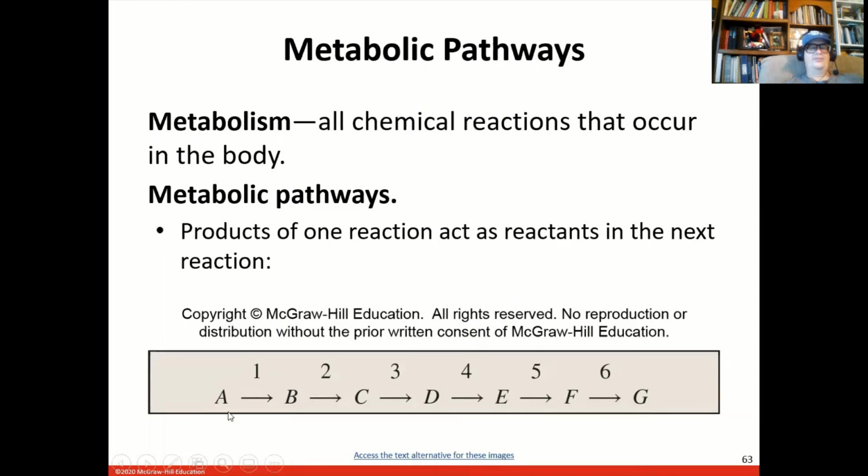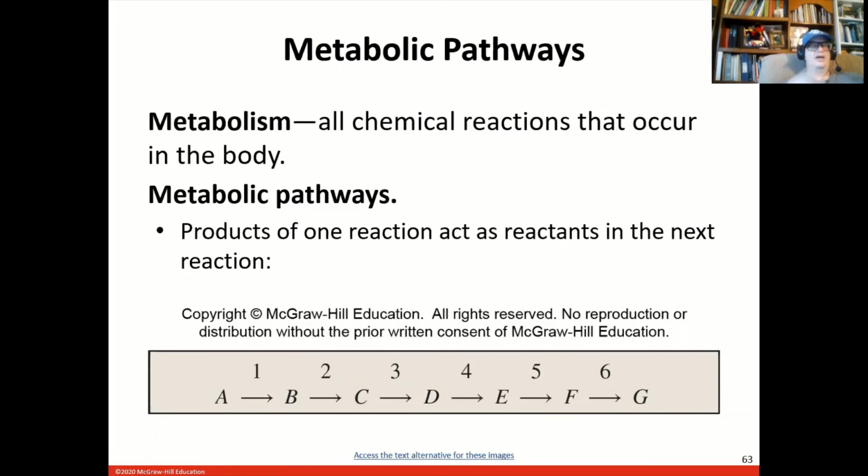One reactant, so A makes 1, and 1 is used by B to make 2, and 2 is used by C to make 3, and 3 is used by D to make 4. This would be a metabolic pathway, and the product of one reaction of one enzyme is used as the reactant for the next reaction. This tends to be how we get things done in the body, I mean, for real.